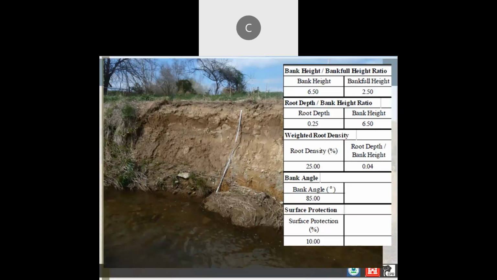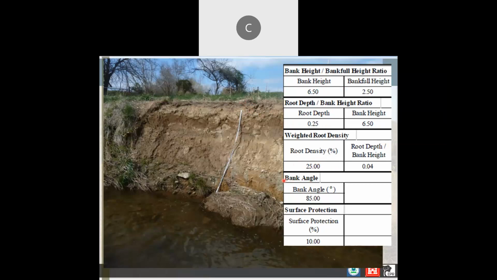I'm just going to show a couple examples. For this bank, the measurements taken are the bank height and bankfull height. We record the root depth, which in this case is not very deep. I like to call these sad lawn grasses or sad pasture grasses. They just don't do a lot to help hold a bank together. They have a sad root depth and a sad, pretty low root density.